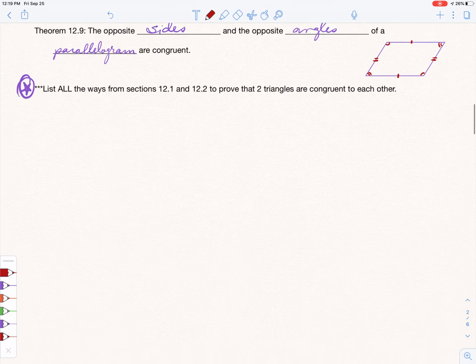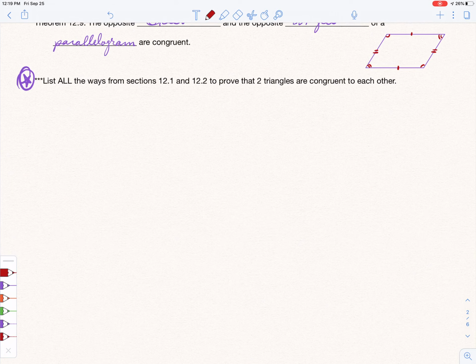Now, what I would like for you to do before we go back to class is I would like for you to list all of the ways so far that you have been given to prove that two triangles are congruent to each other. We dealt with some in section 12.1, and we also just now dealt with some in section 12.2. So make a list of all of the ways that you can prove two triangles are congruent to each other.